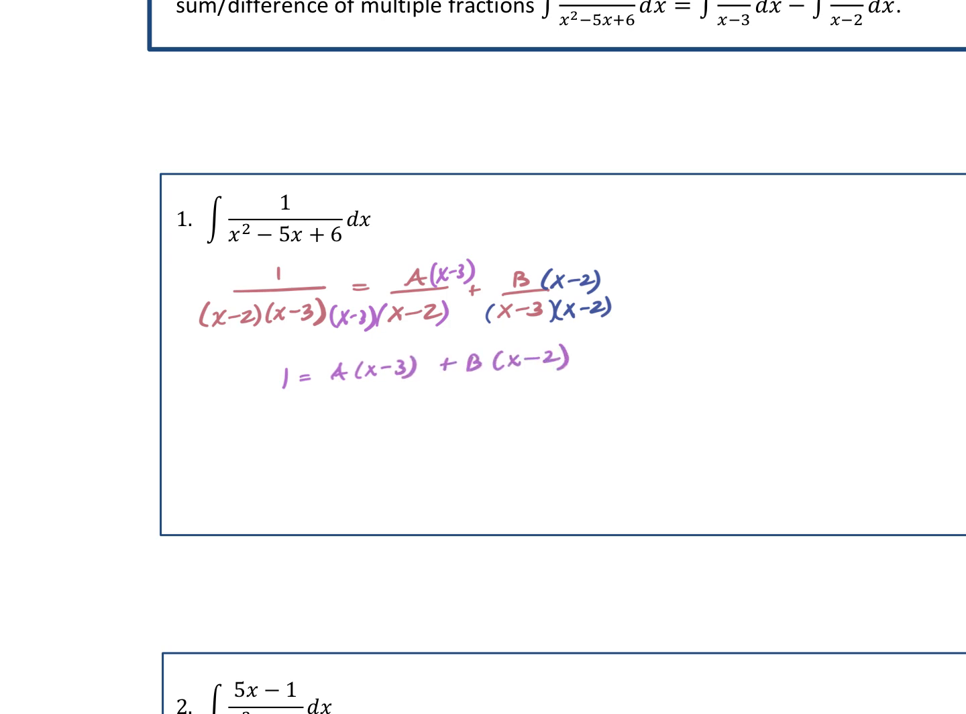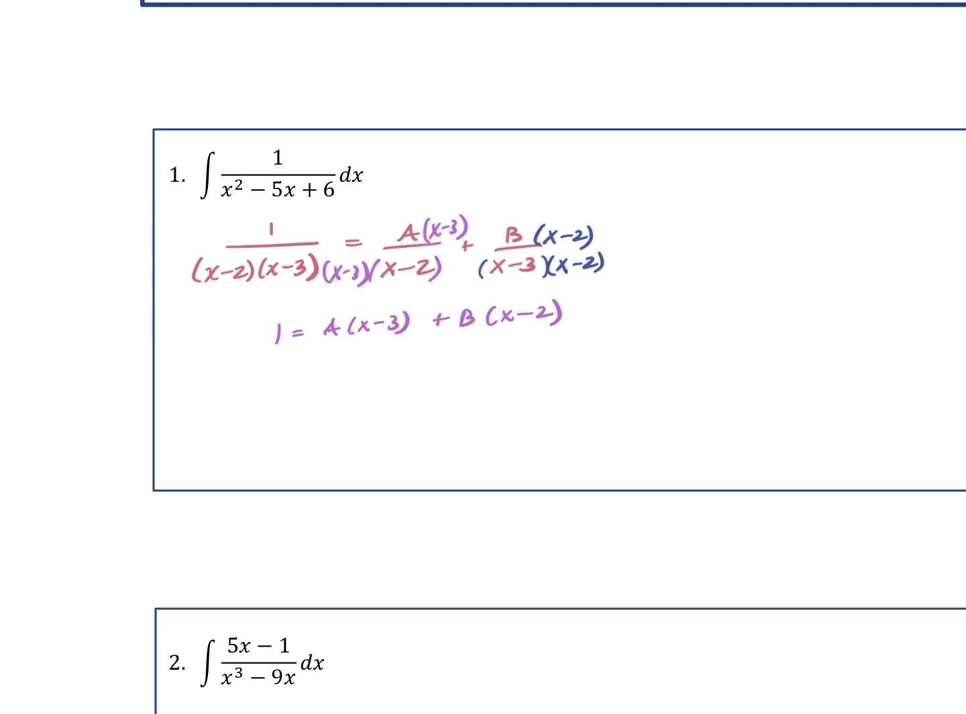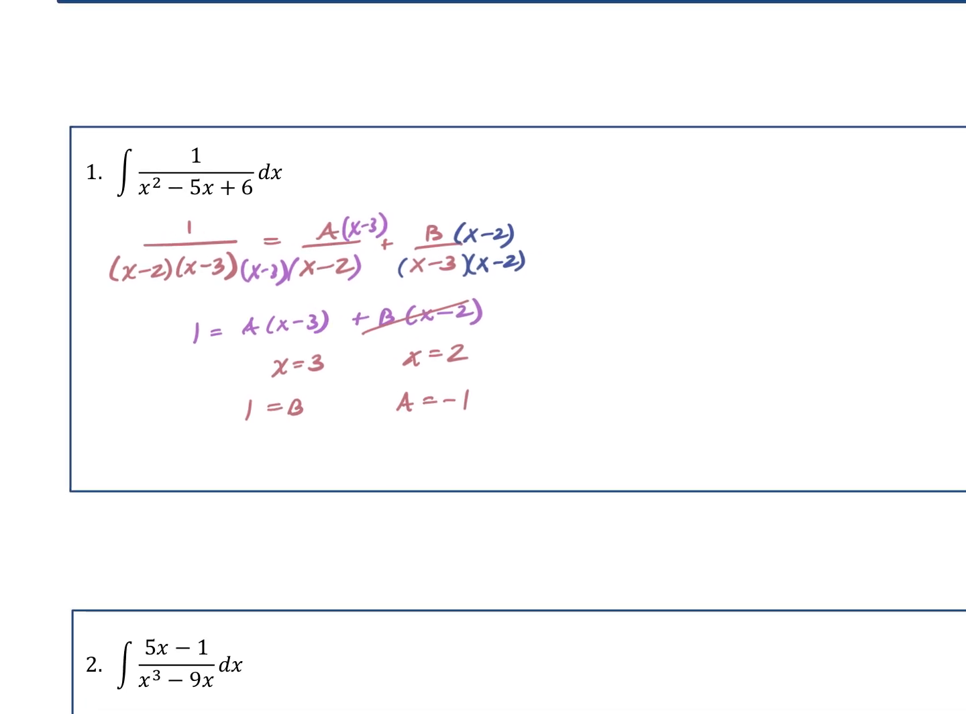Now I'm going to go ahead and pick values. I'm going to let x be equal to 3. So if x is 3, I'm going to get 1 equals b. And then I'm going to let x equal 2. That cancels this out. I get negative 1 for a. So a equals negative 1. And then all I'm going to do is plug back in. So I'm going to do b first.